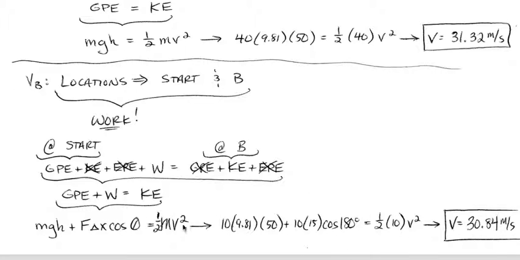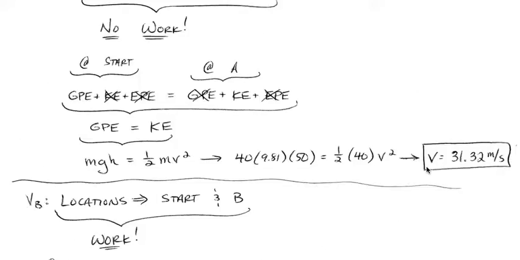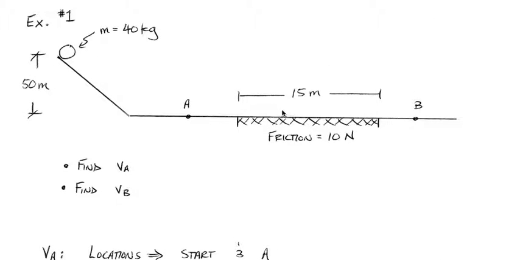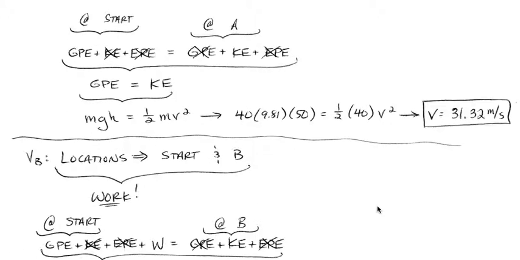On the right side, 1/2 mv squared. Well, I know the mass is 10. I don't know what the velocity is. But now you hopefully see that I have one equation with one unknown. And if I plug that into my calculator and solve correctly, I find that that ball is traveling at 30.84 meters per second, which makes sense because that ball has absolutely slowed down. I wouldn't say by a tremendous amount, but friction is only 10 newtons over the course of 15 meters. That's not a very large amount.